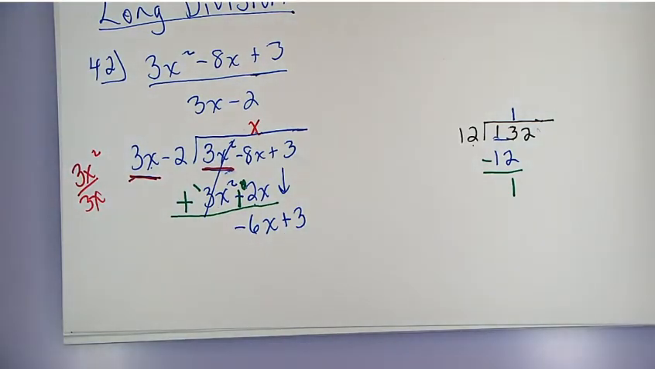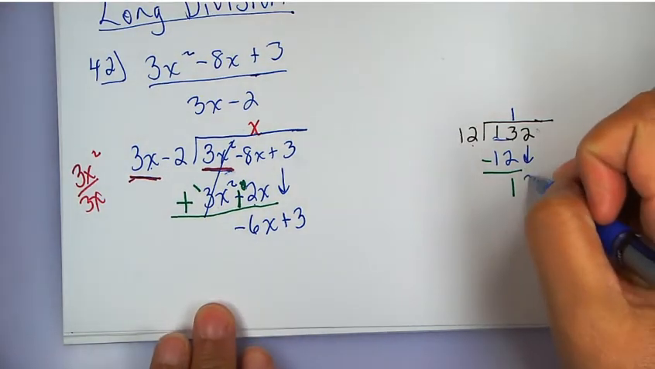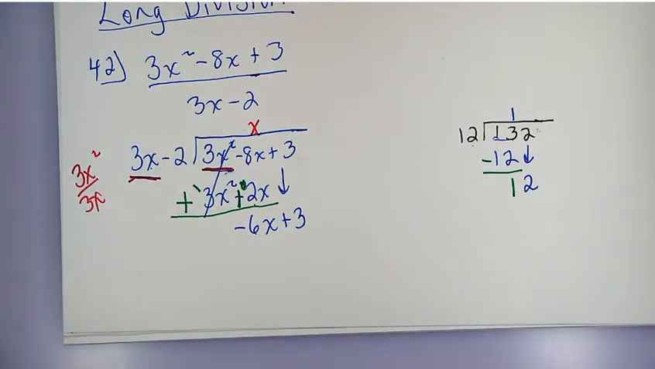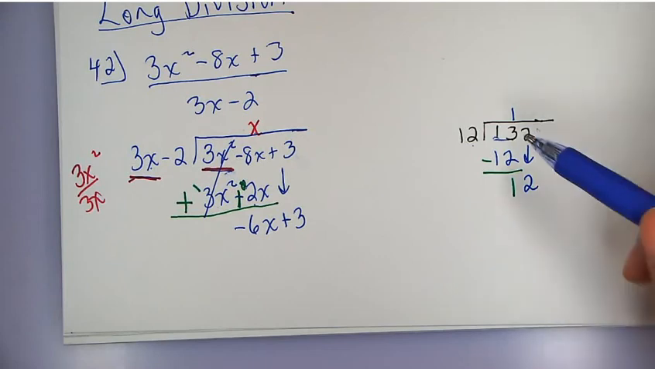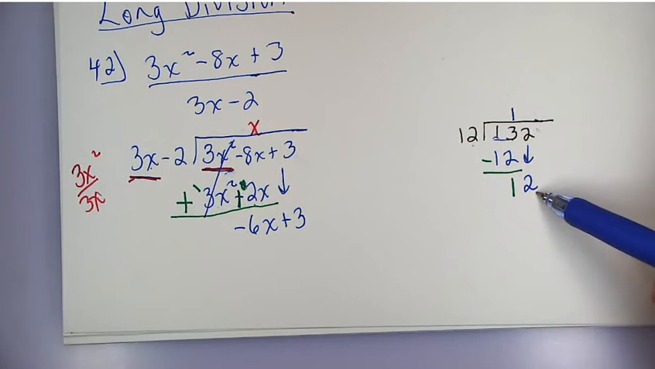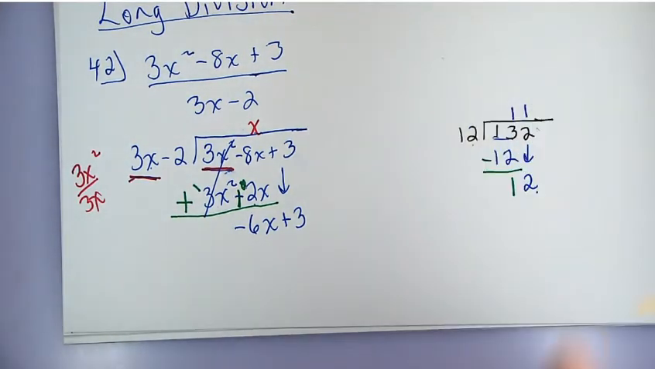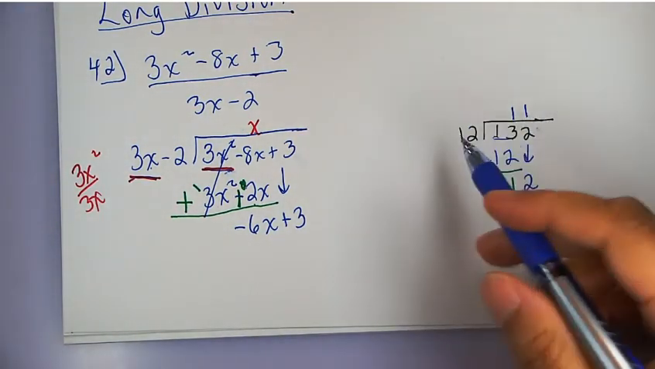Okay. Just like we would over here, bring down that 2. Same idea. So then we would say to ourselves, 12 goes into 12 how many times? Once. Yes? And 1 times 12 is 12, and we get 0.